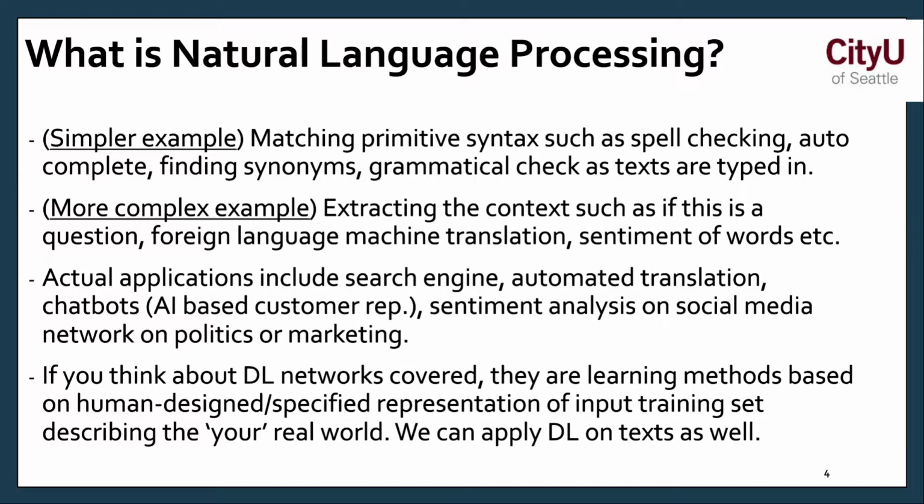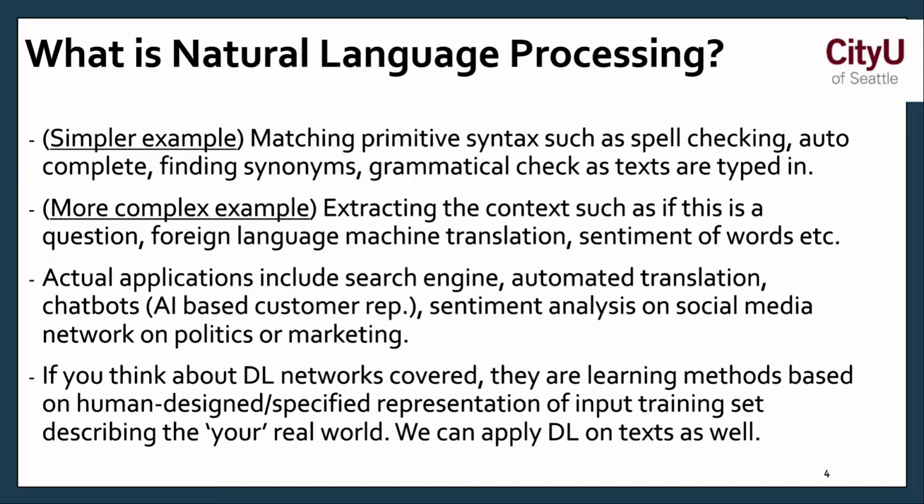So simple examples of NLP could be spell checking, autocomplete, and doing synonyms. Grammarly, basically a software and a Chrome extension as well, provides this, right? It's very helpful when you're typing in the browser. Next are more complex examples, right? You could have language machine translation, like Google Translate, right?